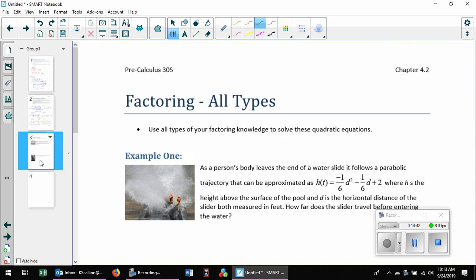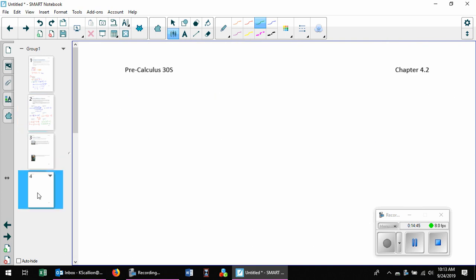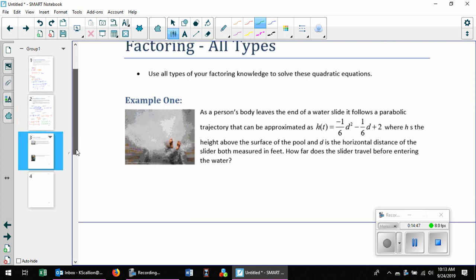Alright, last is it just three sheets? I have 4 up here. No, we just have 3.